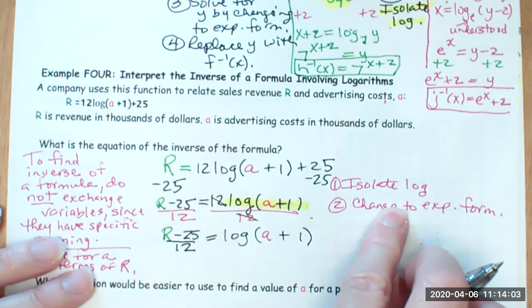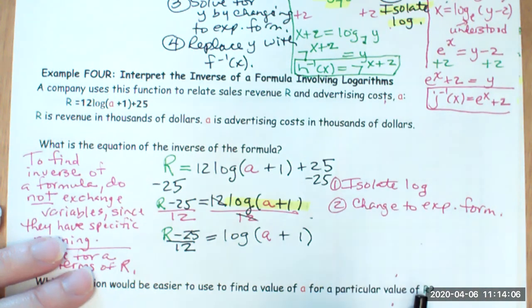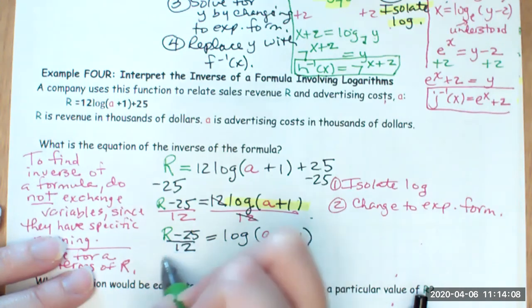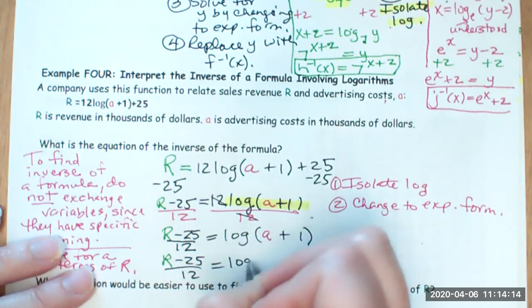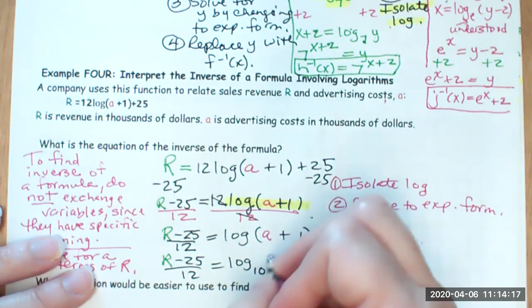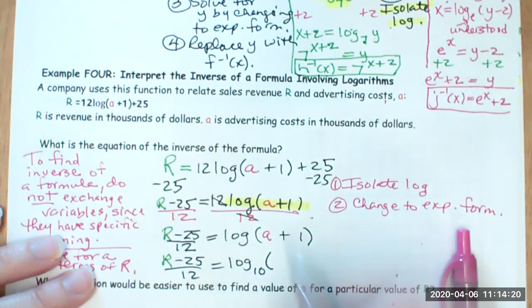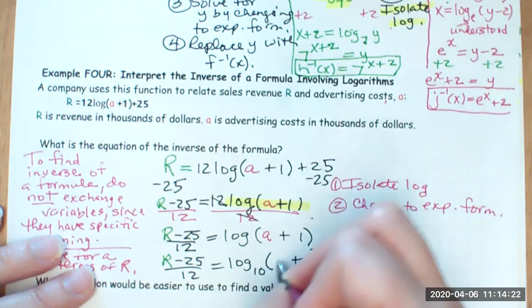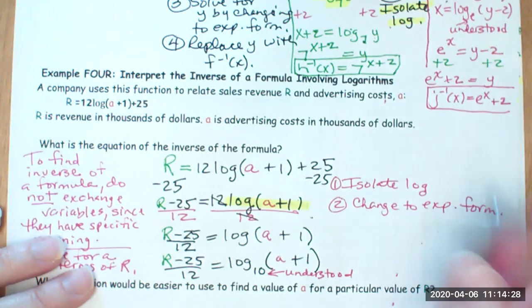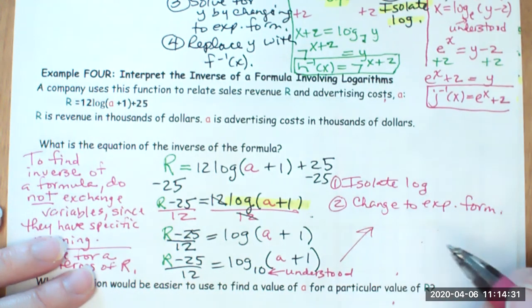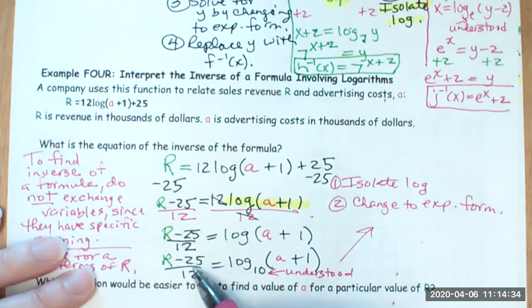Okay, now keep in mind, base 10 is understood. So I'm going to rewrite this now with base 10. So I've got R minus 25 over 12 equals log base 10 of A plus 1, right? That base 10 is understood, okay? Now we can change to exponential form. So the base is 10, R minus 25 over 12, that entire fraction is the exponent, and that's going to equal A plus 1, okay?